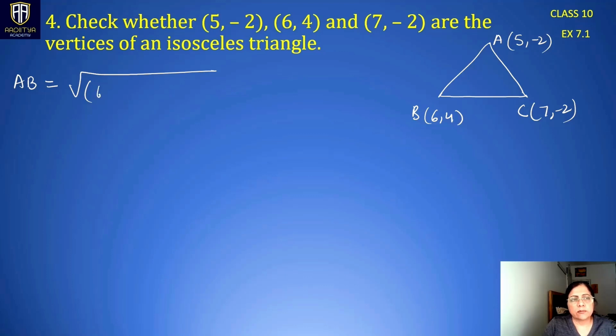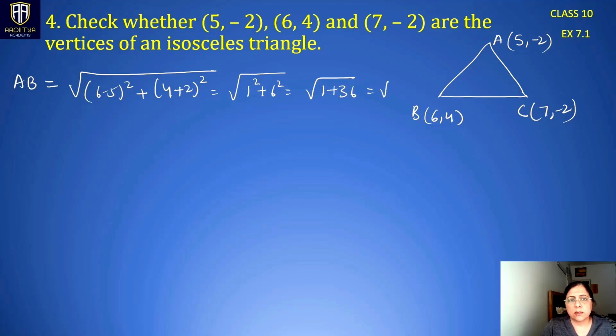6 minus 5 whole square, 4 minus 2, 4 plus 2 whole square. This comes out to be 1 square plus 6 square, that is 1 plus 36, that is root 37.